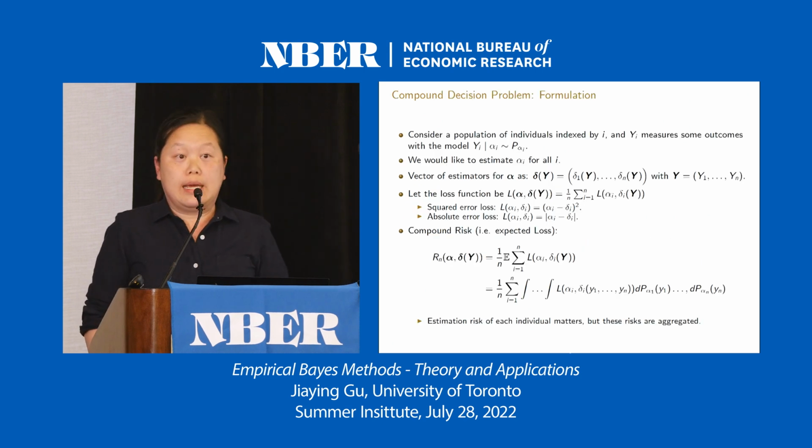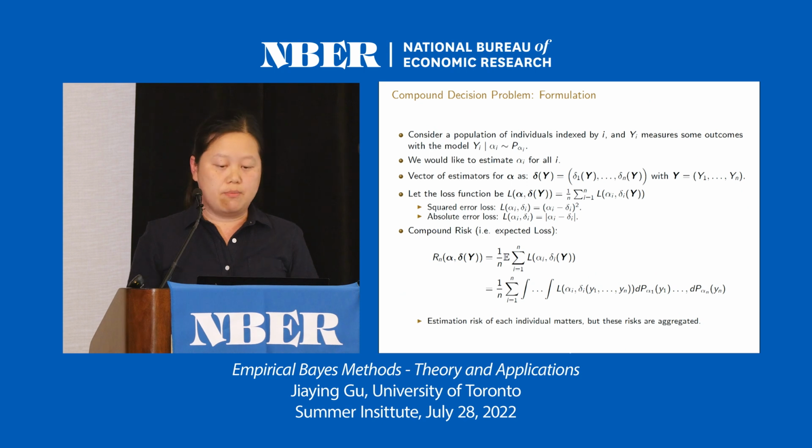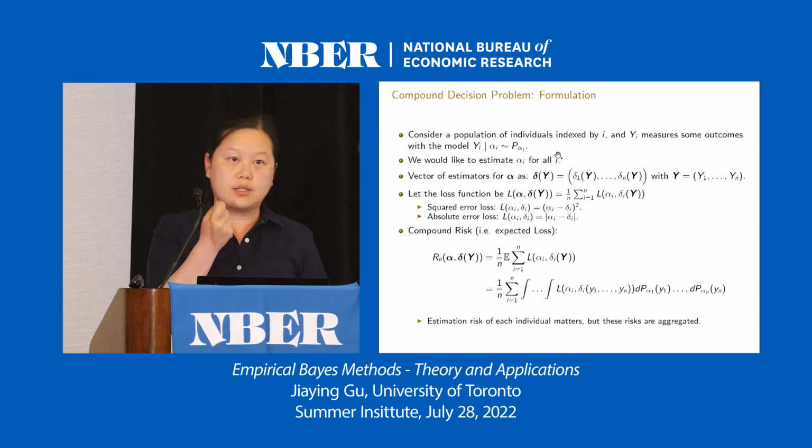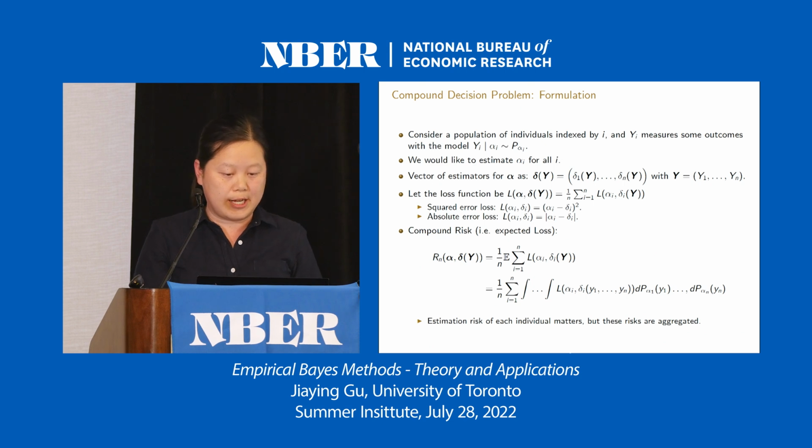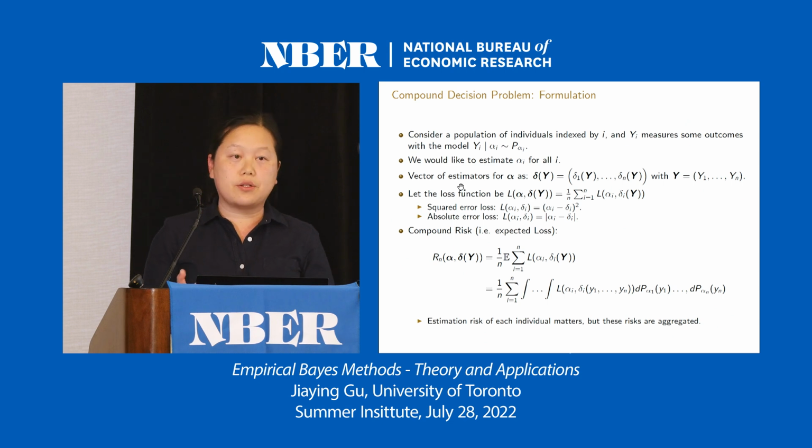Okay, so let's formulate this compound decision problem. We have y_i measuring the outcome. We have some model to characterize the randomness of y_i given this key parameter of interest alpha_i. We would like to estimate all these alpha_i's. Now, let's denote the vector of estimators that we could come up with for the vector of alpha as delta, just to sort out some notation. And this delta, of course, would be depending on the vector of data that we observe.